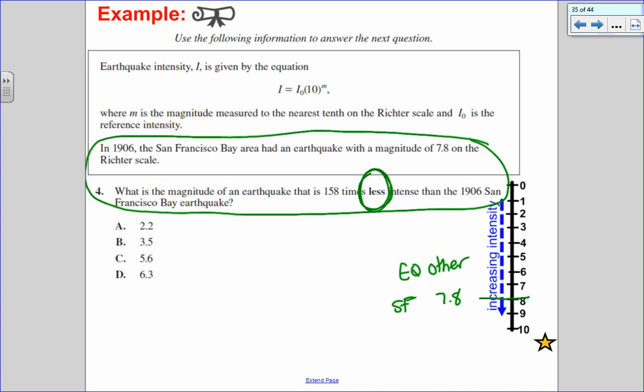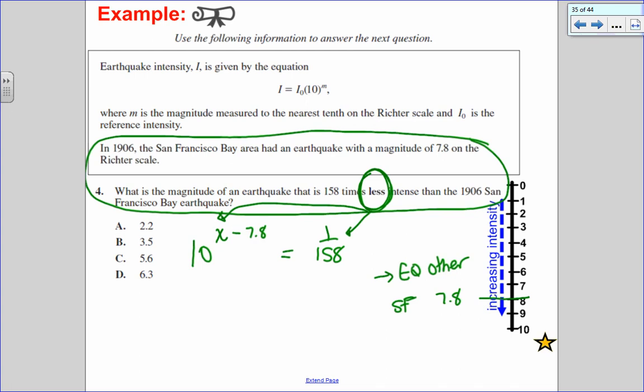So I'm going to set up my equation like this. So I'm looking at less intense. So I'm going to focus on the less intense. So I'm going to have 10 to the other earthquake, I'll call it x, minus 7.8. That will equal the intensity factor of 1 over 158. So since I'm looking at less intense, it's a fraction. And since I'm looking at less intense, I'm starting with the less intense one.